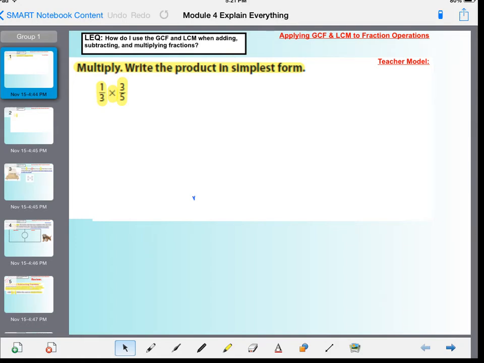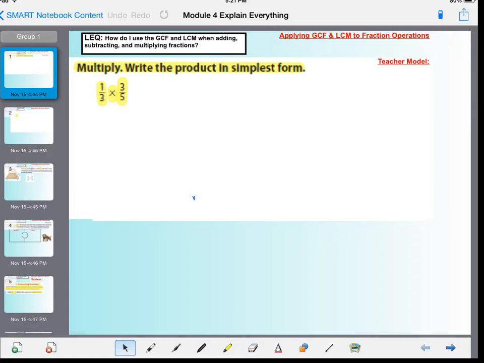Hi guys, and welcome to Module 4. Module 4 has to do with fractions. In this lesson, we are going to use the greatest common factor and least common multiple when we add, subtract, and multiply fractions. In this slide, we are asked to multiply 1/3 times 3/5.